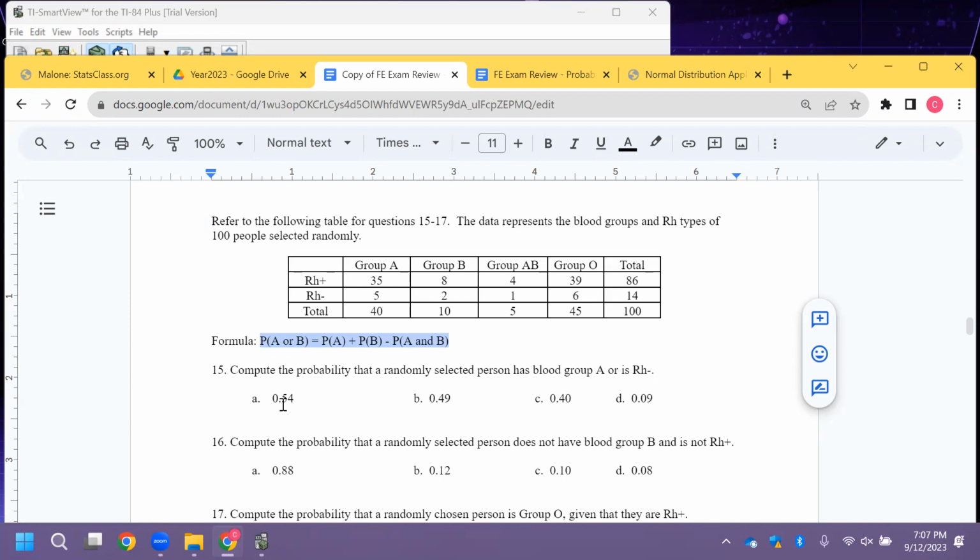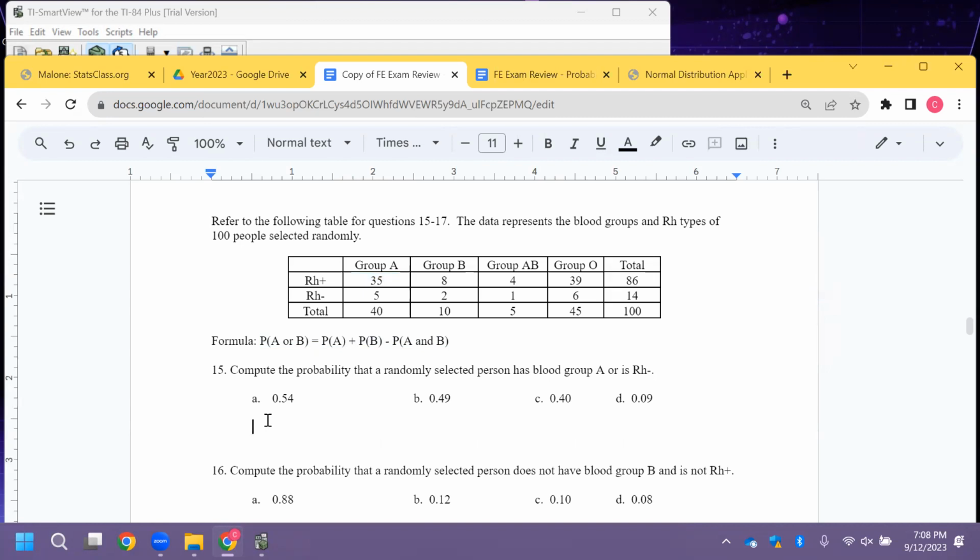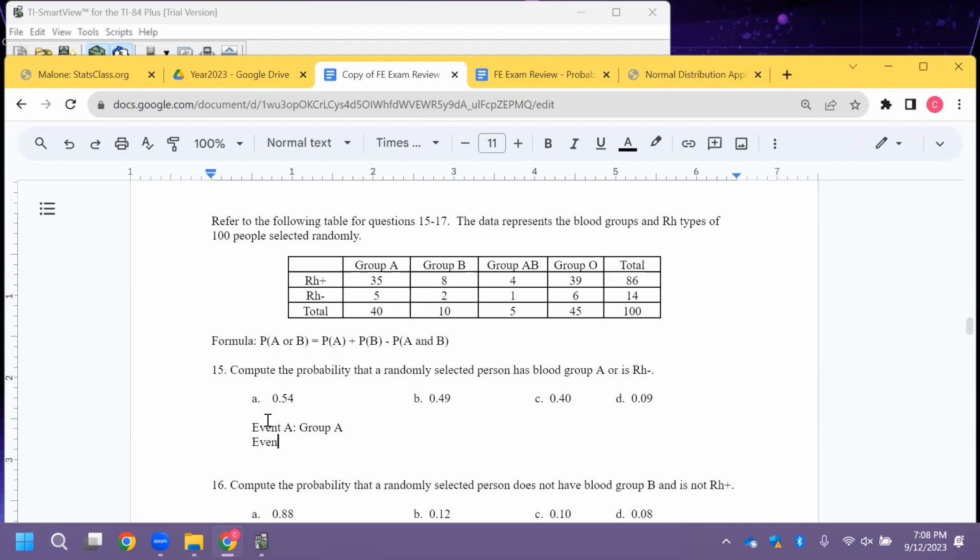So what are my two events here? They want in group A or RH negative. For group A, I need to look at both the RH negative and RH positive. There's 40 people there. And how many of those are RH negative? 5 out of 40. Let's be a little bit careful here in writing these out. Event A is that they belong in group A. And then event B is that they're RH negative.